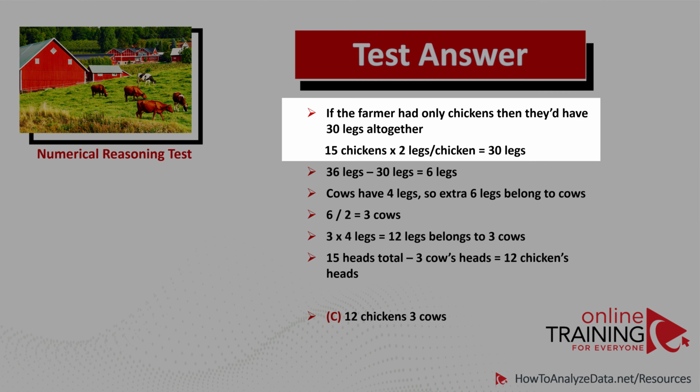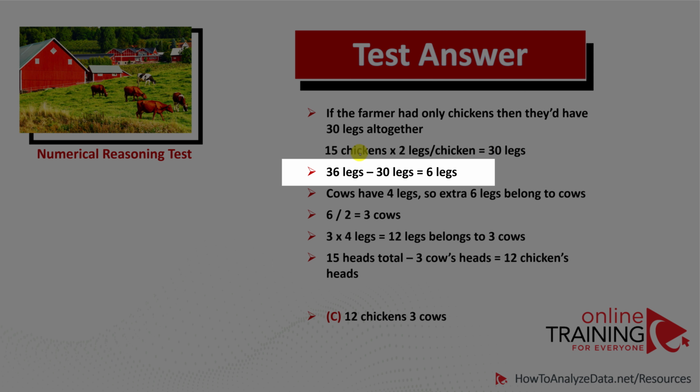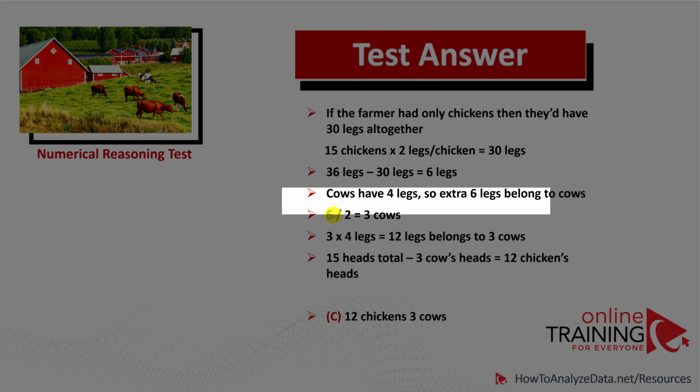For example, if the farmer only had chickens, they would only have 30 legs together, because 15 multiplied by 2 would be 30 legs. But we have 36 legs, and 36 minus 30 equals 6 legs. Cows have 4 legs, so the extra 6 legs belong to the cows. And 6 divided by 2 equals 3 cows.